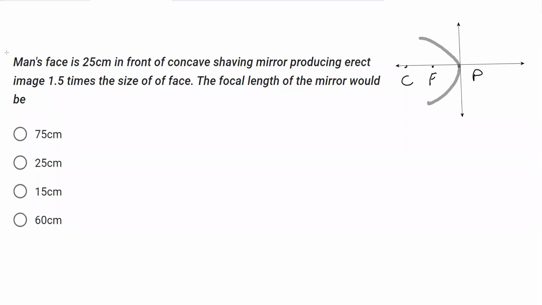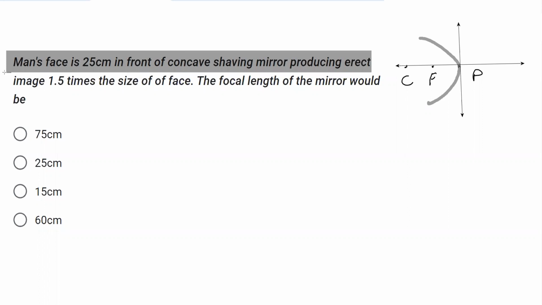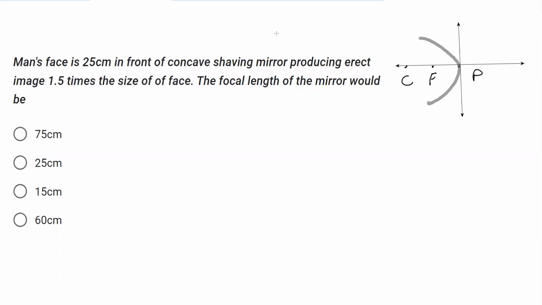In this question, it says a man's face is 25 centimeter in front of a concave shaving mirror, producing an erect image which is 1.5 times the size of the object. Well, we use a concave mirror as a shaving mirror because when the object is placed between F and P, the image formed is virtual and erect, and it gives greater details of the face, and that's the reason.